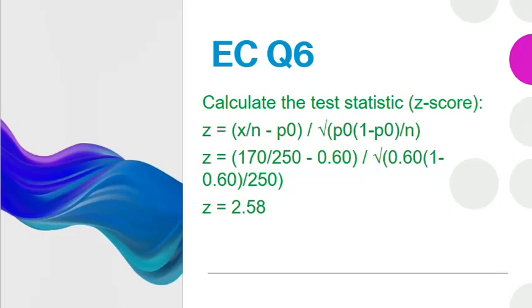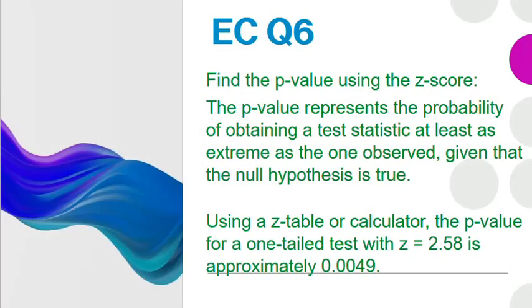Once you get the z value of 2.58, we have to find the p-value using the z-score. That's the next step in the problem. For theory, the p-value represents the probability of obtaining a test statistic at least as extreme as the one observed, given that the null hypothesis here is true. We have two options again: we can use a z-table or a calculator, and the p-value for a one-tailed test with z being 2.58 should be approximately 0.0049. Please feel free to check my work, but I believe the values are correct.